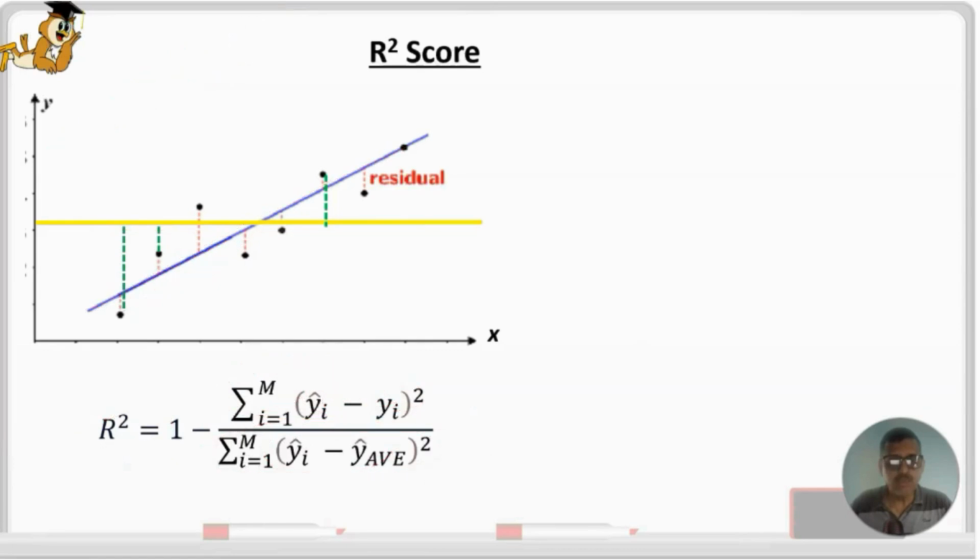Overall, let's remember though that if you're running regression in any serious setting, your R square is going to lie between 0 and 1. Okay, 0 and 1.